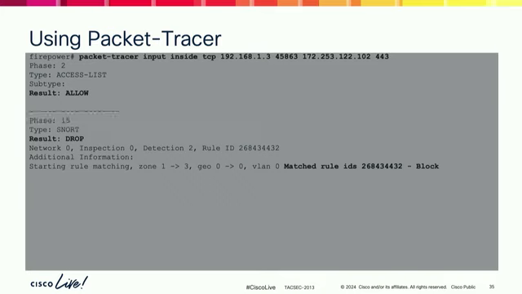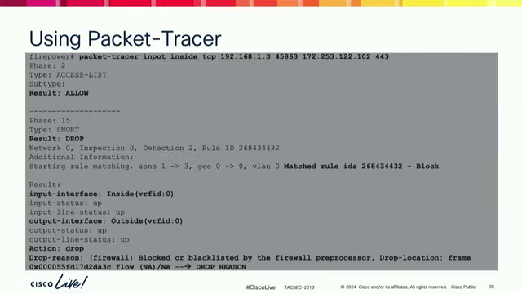So let's check. We have phases. It's allow, and now we know that the firewall is dropping it. Actually, as you can see here, it matched a rule, and the rule is blocking it. So now we know that the firewall is actually blocking it. And then we have the interfaces for the result, and you can see blocked or blacklisted by the firewall. This was simulated, but we know what the firewall is going to do with the packet, right?